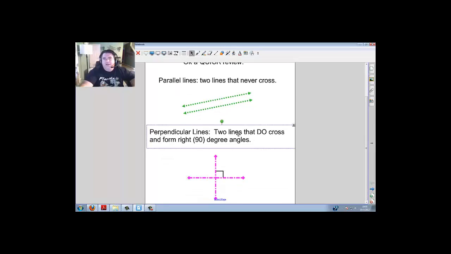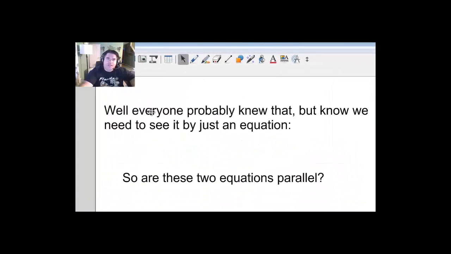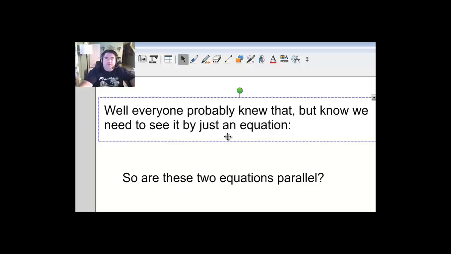Now, perpendicular lines are two lines that do cross and form 90-degree angles. So here they cross and they form a 90. Everyone probably knew that, but we need to see it by just seeing an equation.